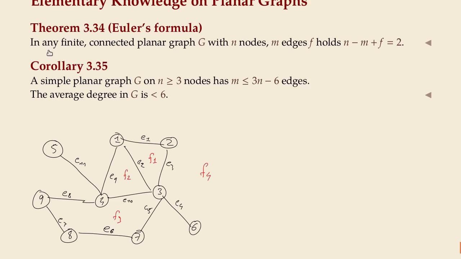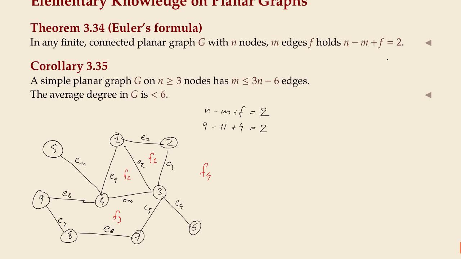And then there's a famous property of planar graphs that if you count the number of nodes, subtract the number of edges, and add the number of faces, this should always be 2, at least if that thing is connected. So in our case, we have 9 nodes, 11 edges, and 4 faces. And that checks out.